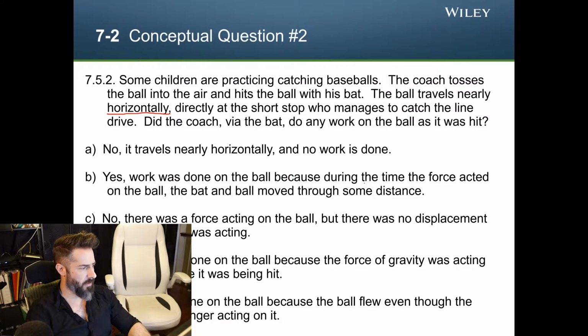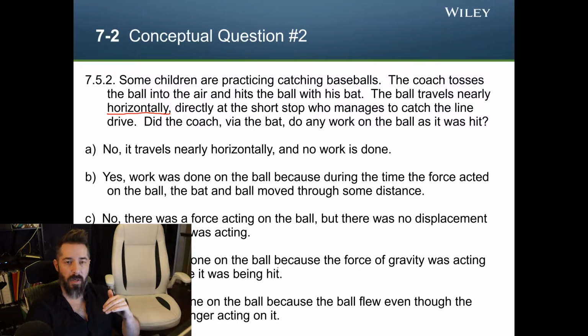And yes, work was done on the ball because during the time the force acted on the ball, the bat and the ball moved through some distance. The only other option is, work was done on the ball because the force of gravity was acting on the ball while it was being hit. We're not looking at the y components, so no.